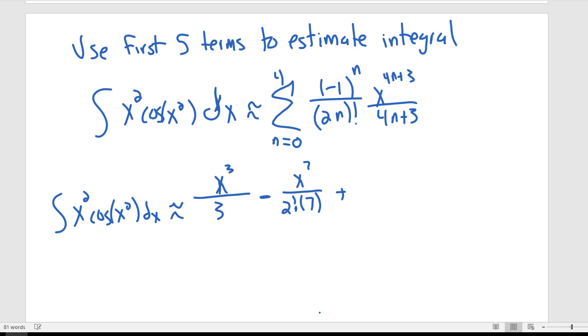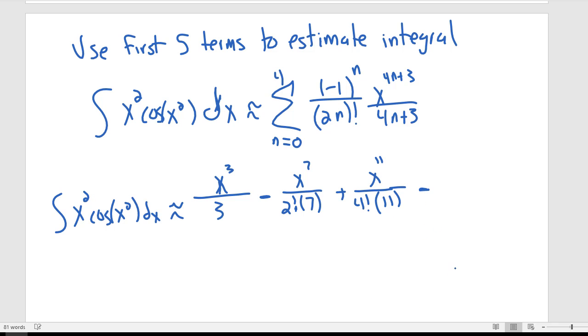So when I plug in n equals 2, I'm going to get negative 1 squared, which is positive. I'm going to get 2 times 2, which is 4 factorial. And then that's going to multiply. So when I plug in n equals 2, I'm going to get 8 plus 3, which is 11. So I have x to the 11. So there's the first three terms.